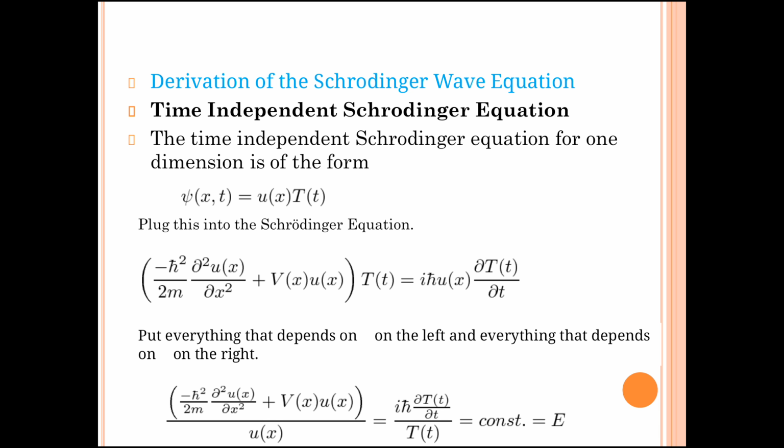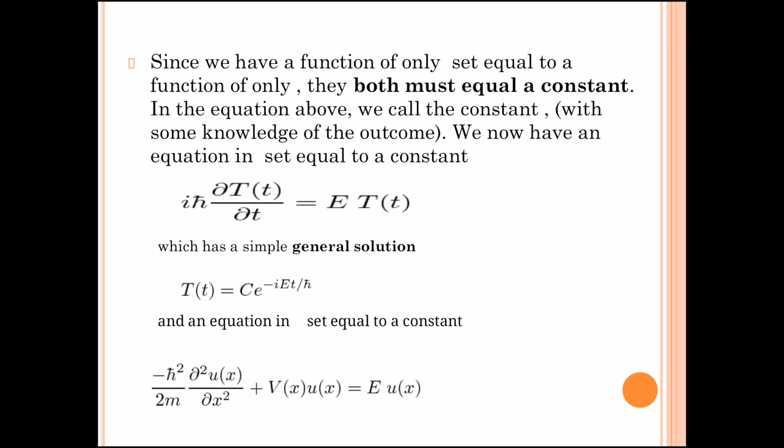del square u of x divided by 2m del x square plus V of x into u of x, whole divided by u of x, is equal to i h bar del T of t by del t divided by T of t, which is equal to a constant, E. Since we have a function of only x set equal to a function of only t, both must equal a constant in the equation above. We call the constant E.